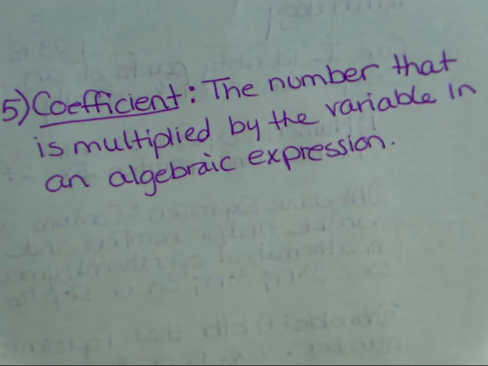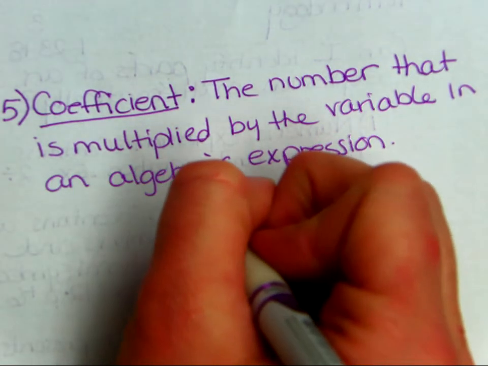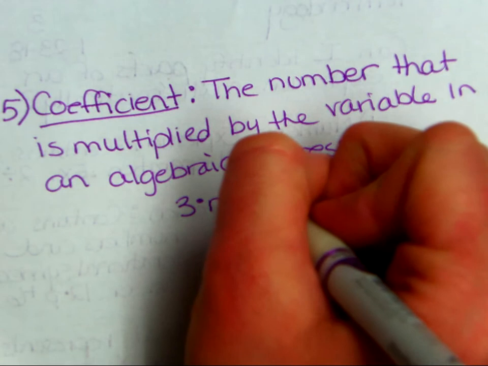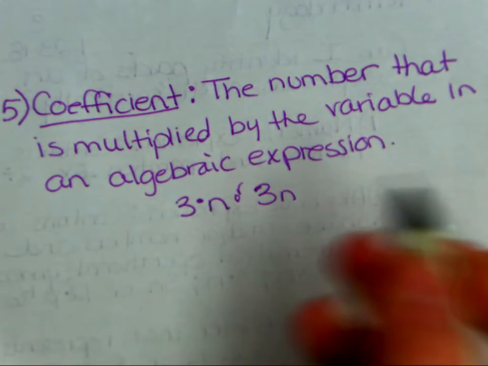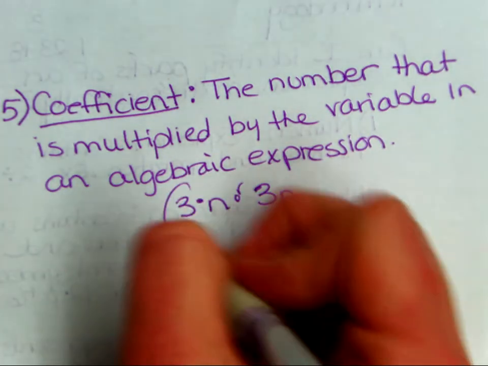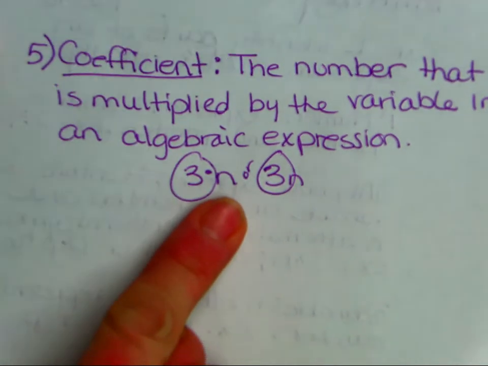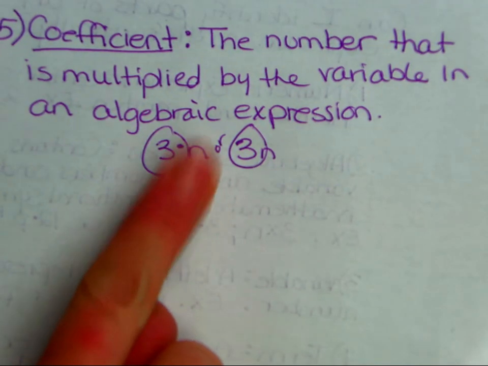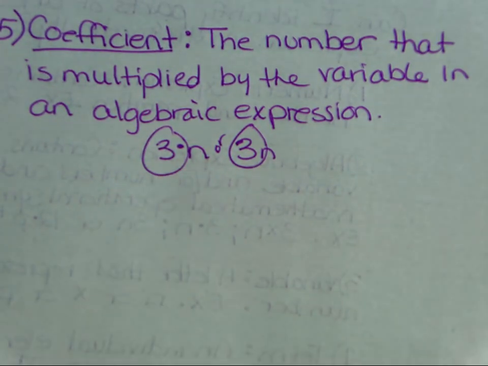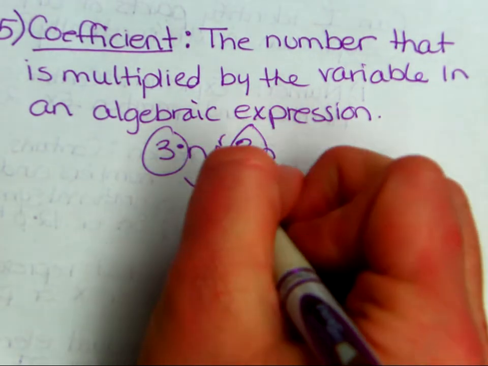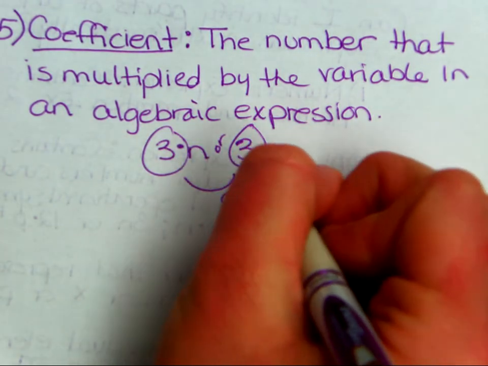So, for example, if you had 3 times n or 3n, the coefficient would be the 3. See, because it's multiplied by the variable. So that's what makes it the coefficient. So these would be the coefficients.